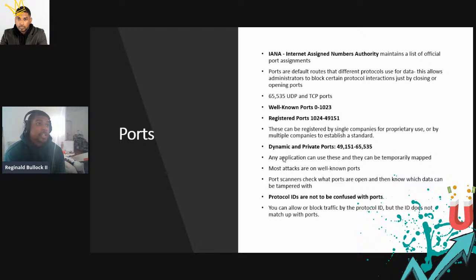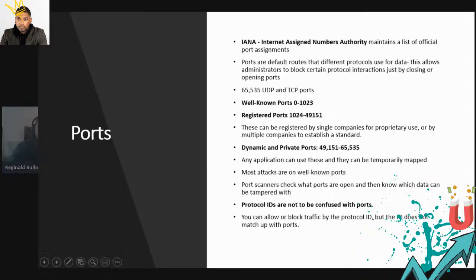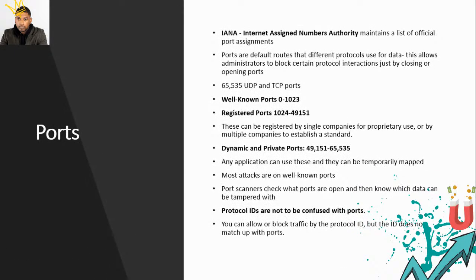And ports again. IANA, Internet Assigned Numbers Authority, maintains a list of official port assignments. Ports are default routes that different protocols use for data. This allows administrators to block certain protocol interactions just by closing or opening ports. So this is port 65,535, UDP and TCP ports.